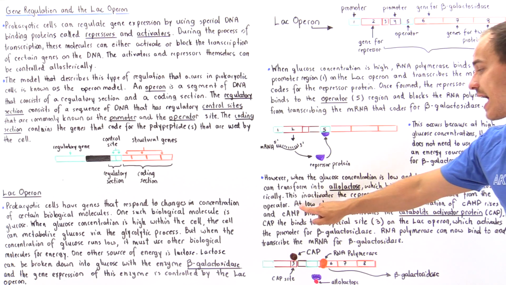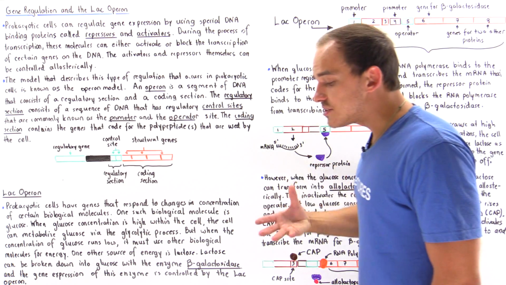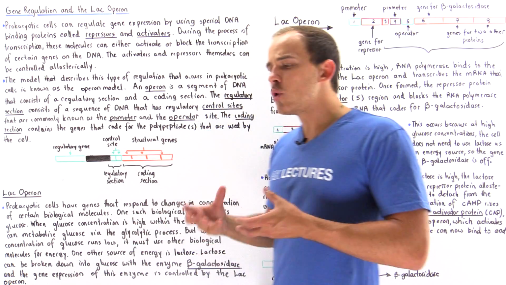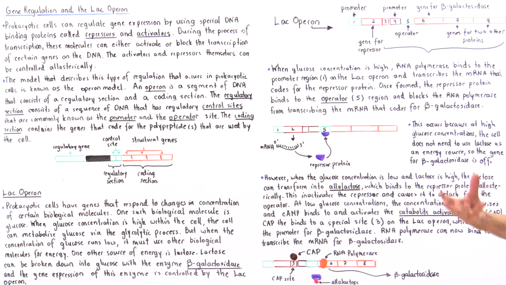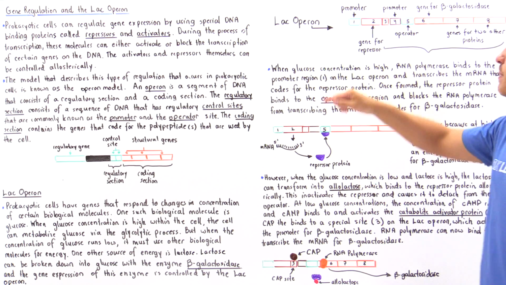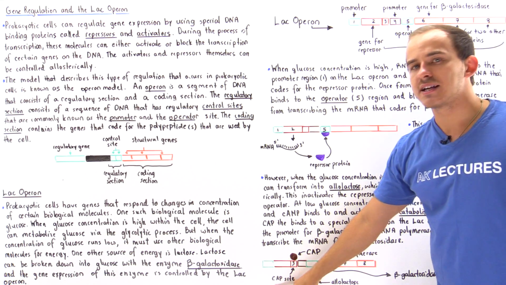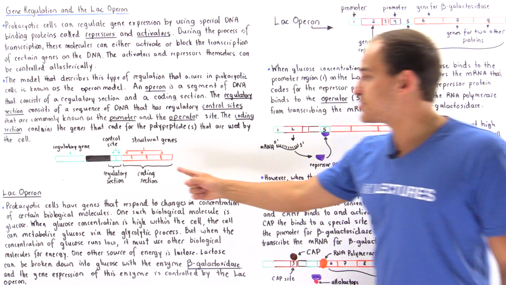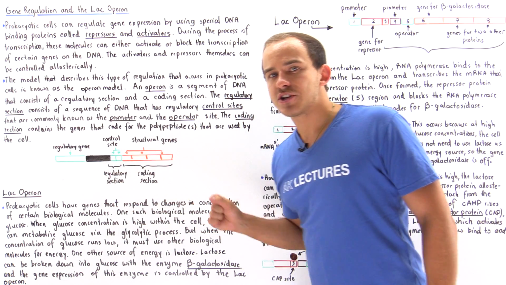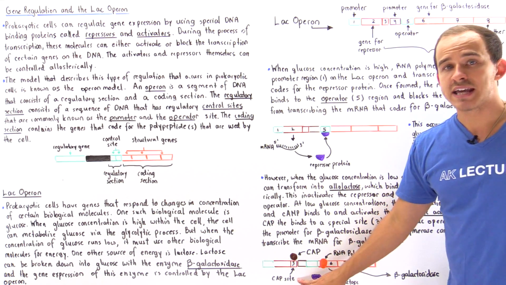Now, at the same exact time, because we have a low concentration of glucose, we're going to have a high concentration of cyclic adenosine monophosphate, or cAMP. And then cAMP will go on and bind to a molecule known as the catabolite activator protein, or CAP, and the CAP goes on to a special site that is shown by site number 3, that is known as the CAP site. The CAP site is part of the regulatory section.